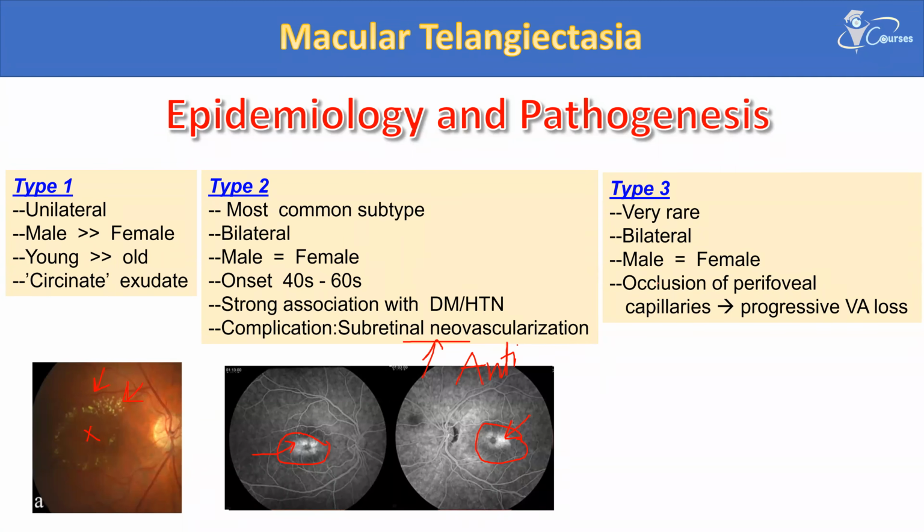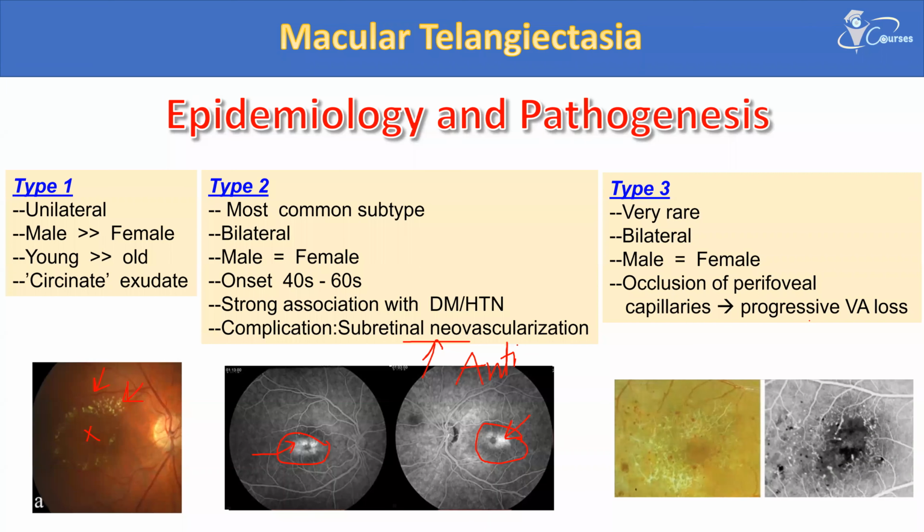Type 3 is very rare, and it is bilateral, with males equal to females. There is occlusion of the perifoveal capillaries, leading to progressive visual loss. Here you can see the perifoveal capillaries with occlusion and dilatation. This disease is very rare, so it is not very important, but the most important are type 1 and type 2. Okay.